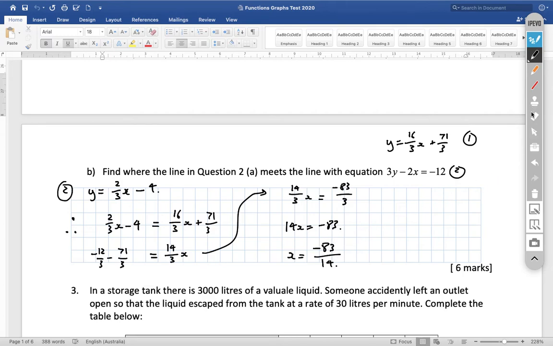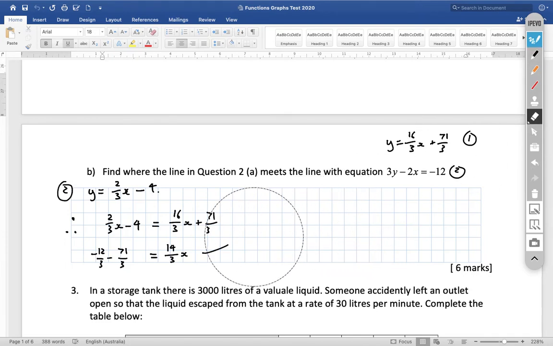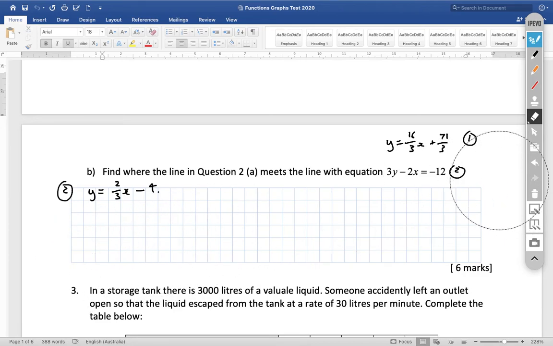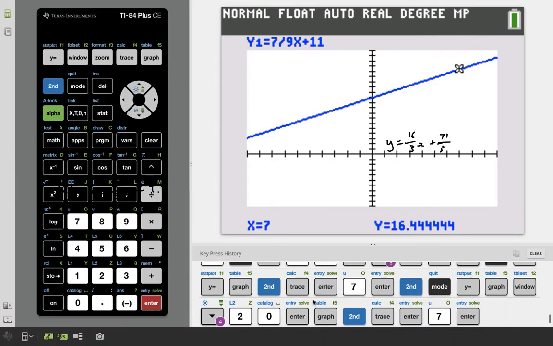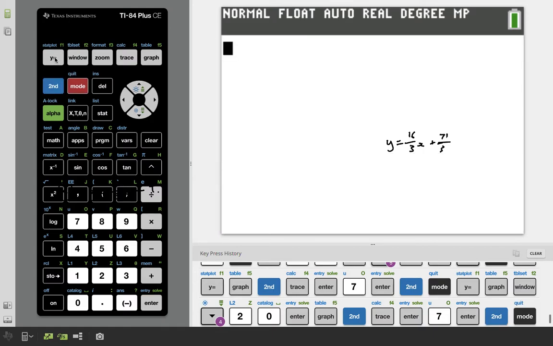Right, okay. So let's check it on the calculator as well. Erase everything that I don't want to see on my other screen. That's a 71 on 3. Hopefully this won't obstruct the view. Because again, this is a good one to check on the calculator.